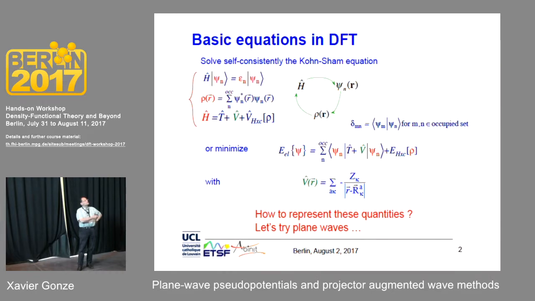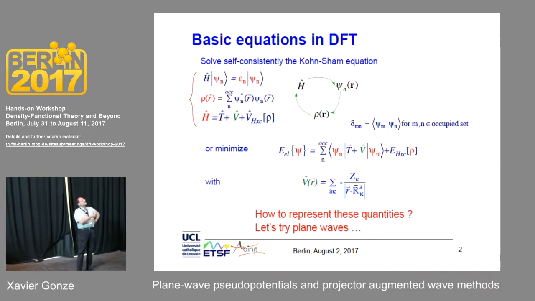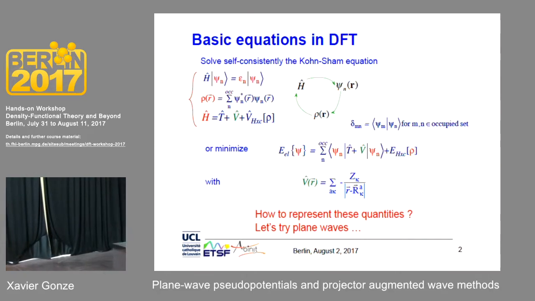You see in this slide I'm explicitly writing the potential as a sum on atomic contributions, each atom being characterized by a unit cell and a position in the unit cell. How to represent all these quantities, wave functions, densities, potential, etc.? We will try to work with plane waves in this presentation.